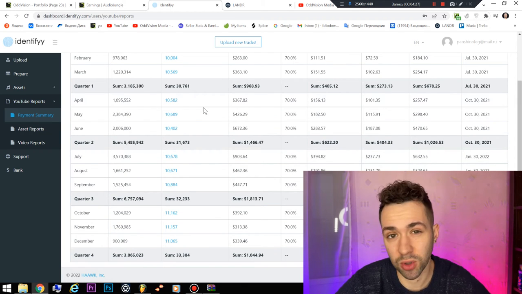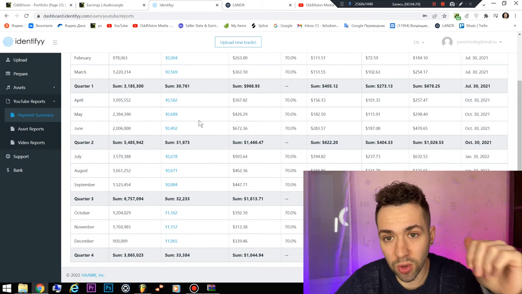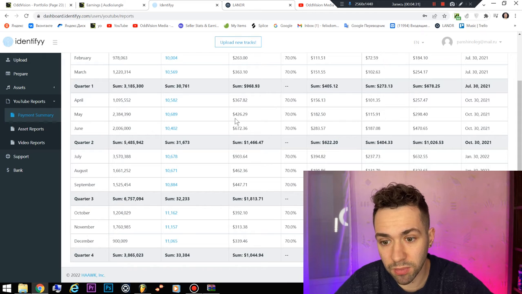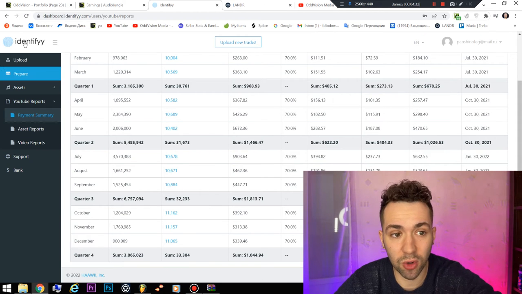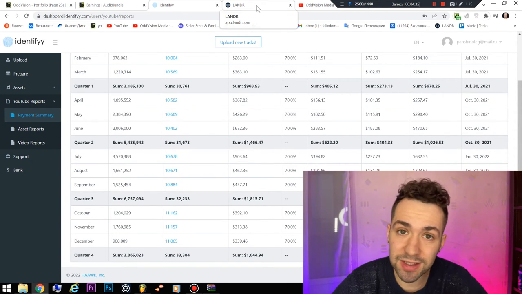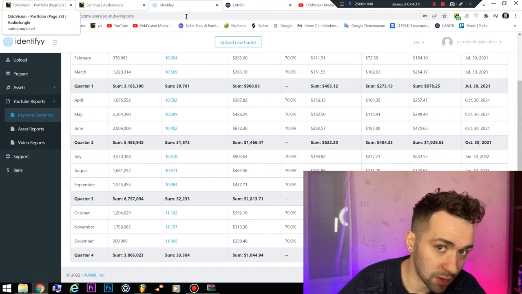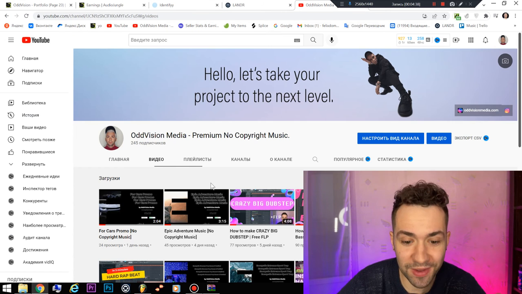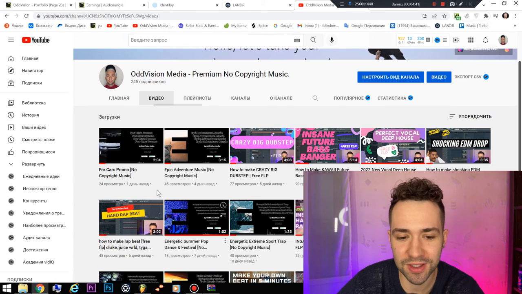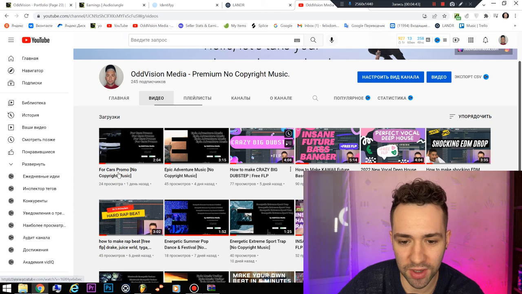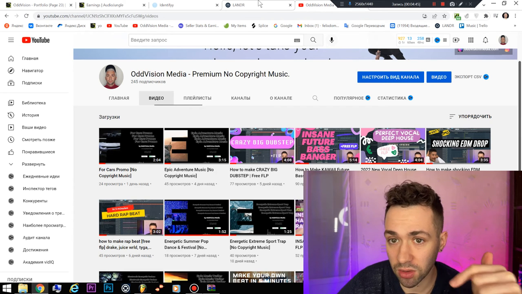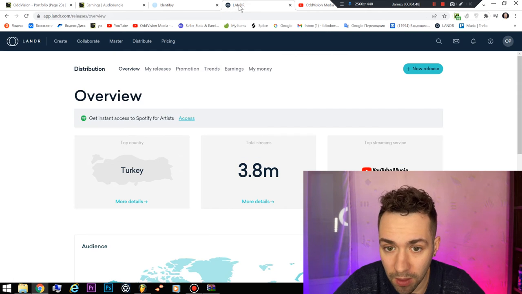After you upload it on stocks and get money, you will also get money after uploading it to some Content ID system. It is about music that you sell, music that is not copyrighted. You won't get strikes. You can upload it for free.